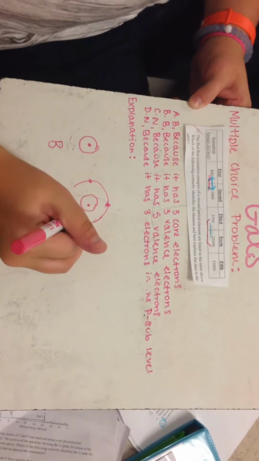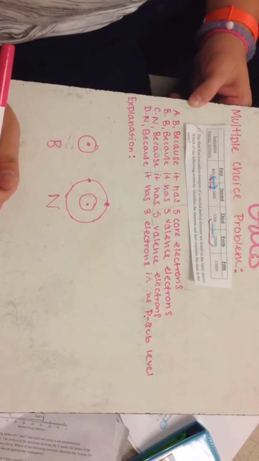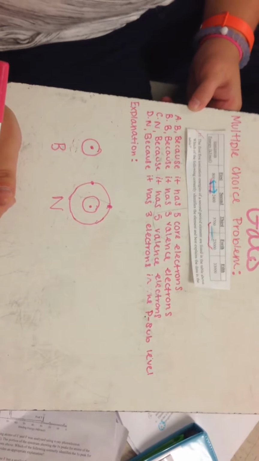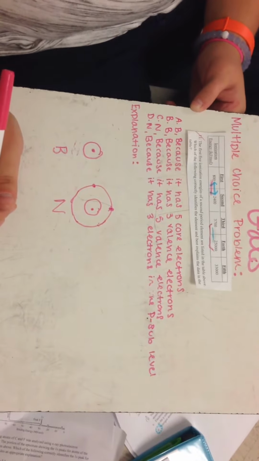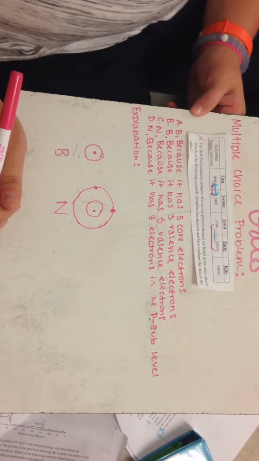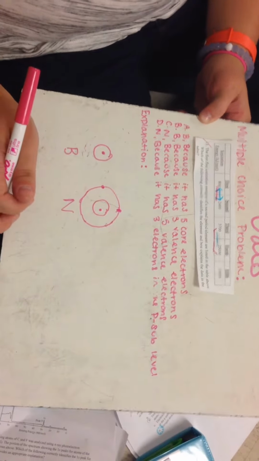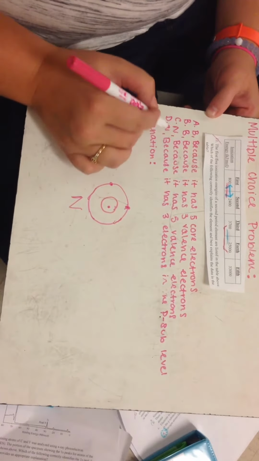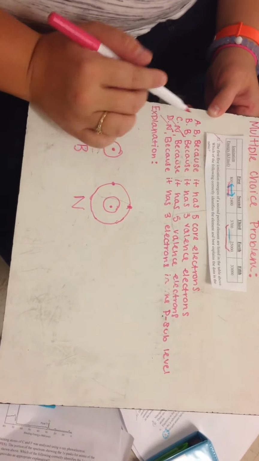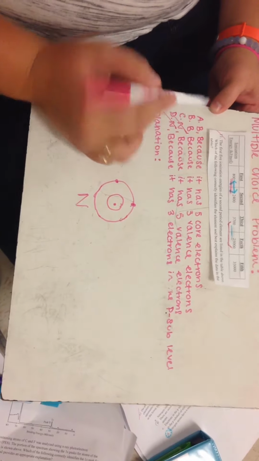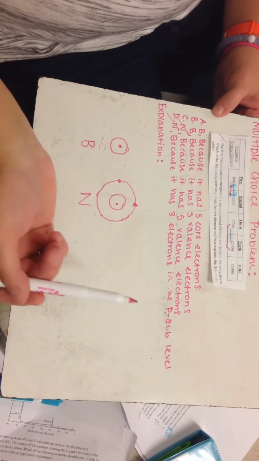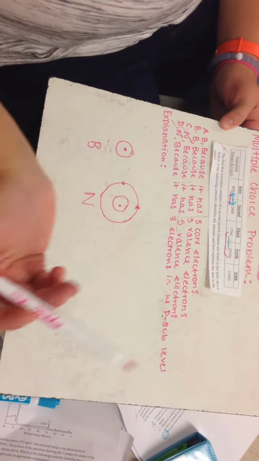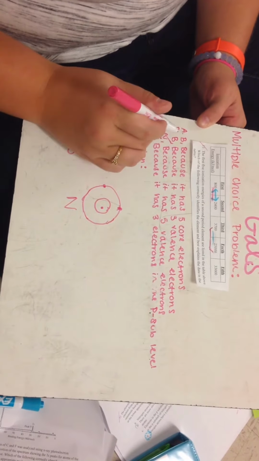So we know that going from the 3rd energy level to the 4th energy level will be the biggest jump. So the answer would be B, because boron has 3 valence electrons, so it's closer to the nucleus. We know it's not nitrogen, so it has to be one of these two. But like she said, boron has 3 valence electrons, which they lose, so you drop an energy level, so it has to be B. B is the answer.